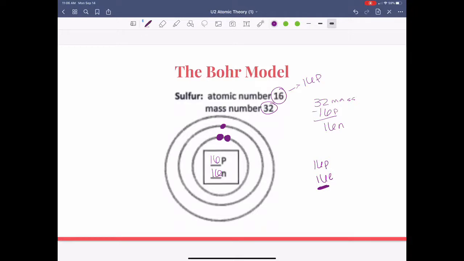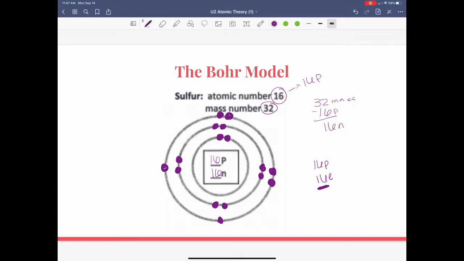All right? 3, 4, 5, 6, 7, 8, 9, 10. I have placed 10 electrons now. All right? 2 on that center ring, and then 8 on the middle ring. But I only have 10, so I have to keep going until I get to 16. So I'm going to go to the next ring since the middle one's full. So then I have 11, 12, 13, 14, 15, 16. There's my 16 electrons. That's how a Bohr model works.